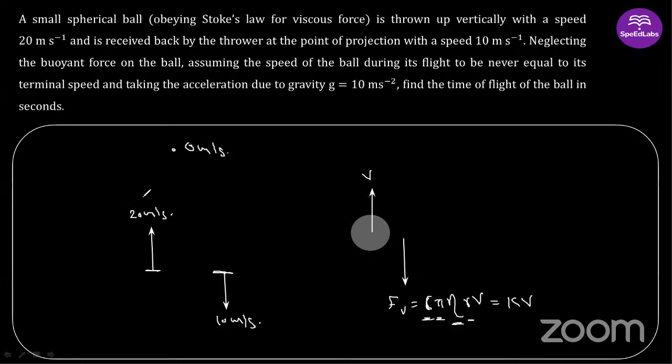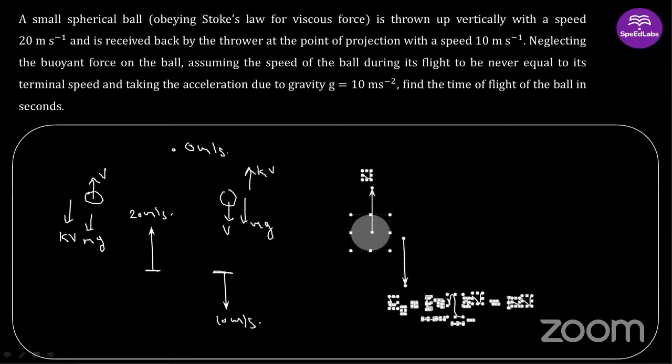Now when it was going up, what were the forces acting on it? The forces acting were kv, when speed was v, plus mg. But when it was coming down, the force mg was downward, but kv was acting in the upward direction. So now you need to integrate for two different parts. How will you do that?